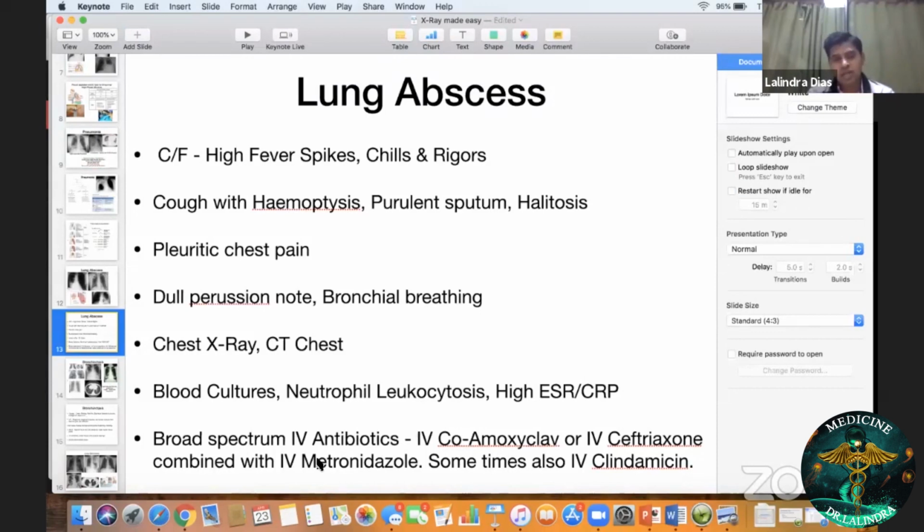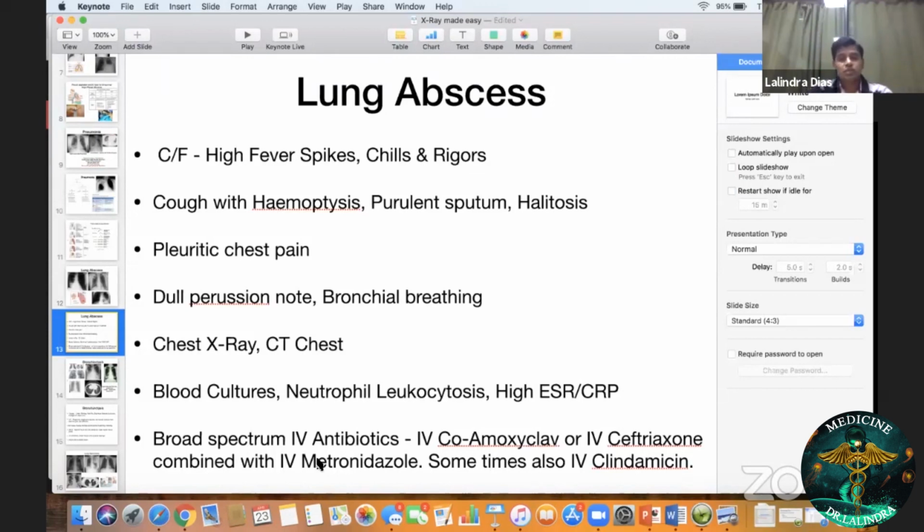metronidazole. You must combine because in abscess formation there are anaerobic organisms. Abscesses are caused by anaerobic organisms. So the anaerobes will be killed if you add metronidazole. So metronidazole should always be added whenever we suspect an abscess formation.